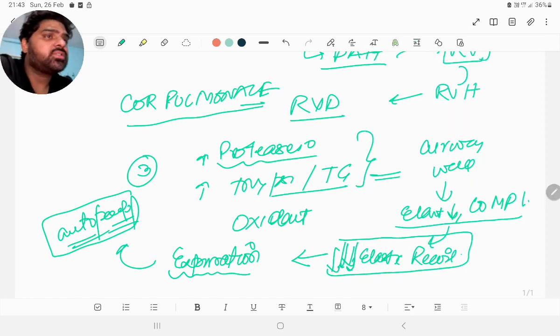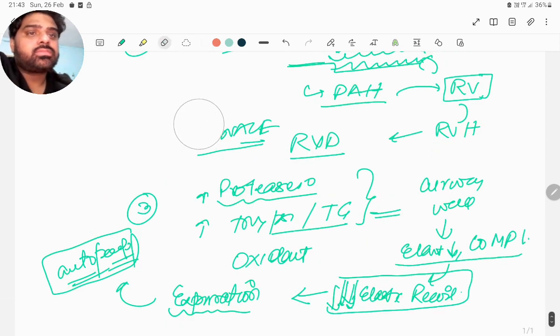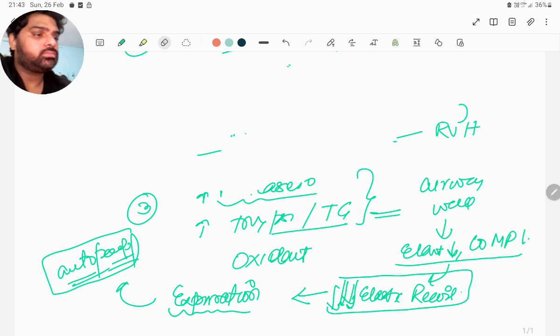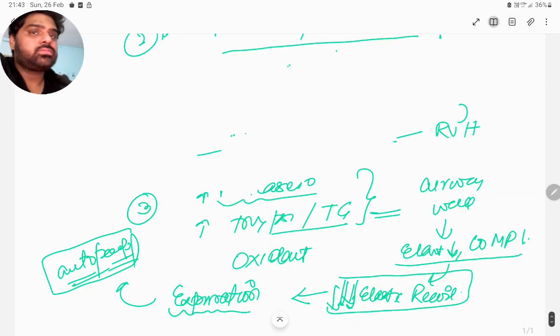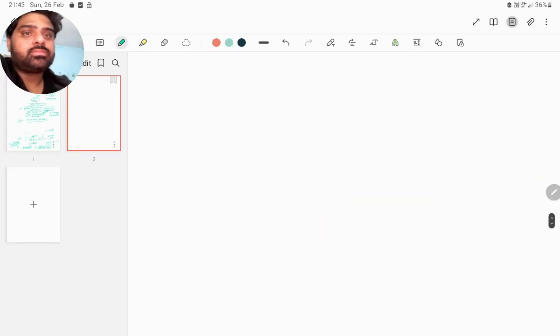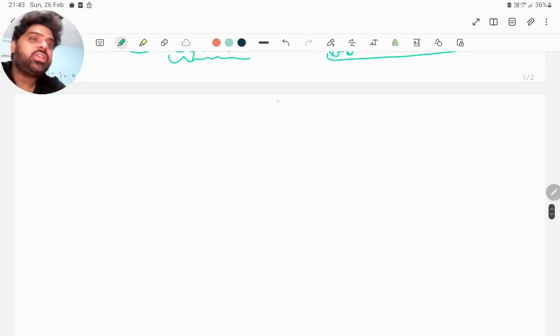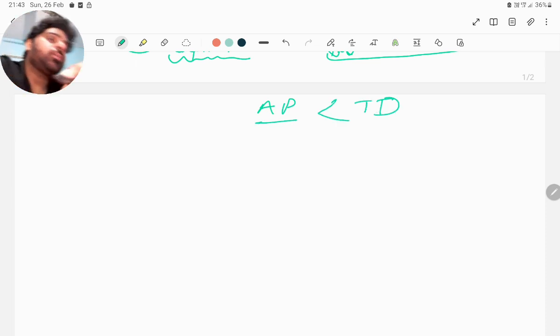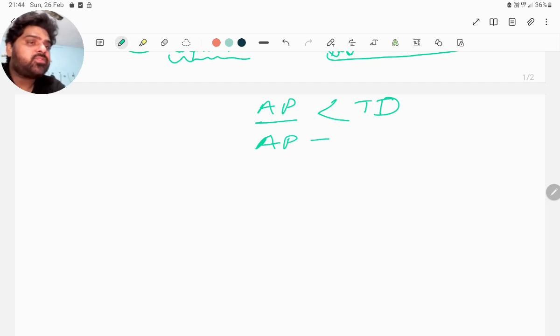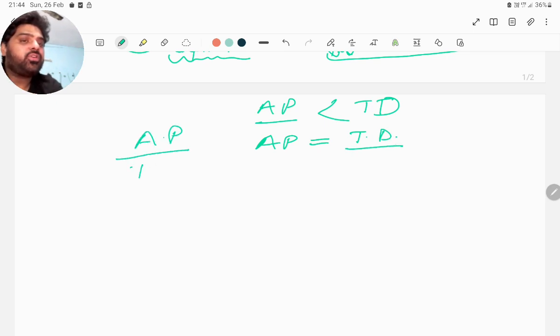So what is barrel-shaped chest? Normally, we have an anterior-posterior diameter and we have a transverse diameter. The transverse diameter of a person is more than the anterior-posterior diameter. But because of this hyperinflation, what I have just told you, the anterior-posterior diameter goes on increasing. And a time comes when the anterior-posterior diameter is the same as the transverse diameter.